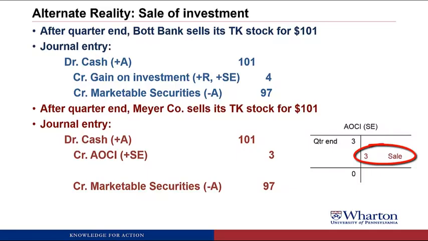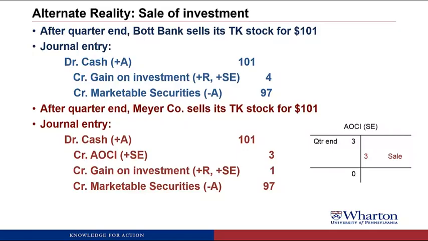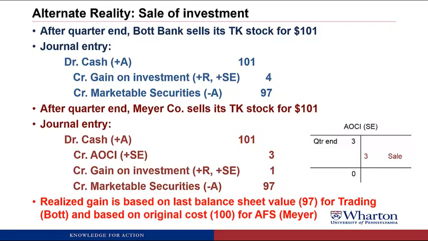So the way that we clear out this account is with a credit entry. The credit entry undoes the debit. Then we plug a gain on investment. This gain on investment is realized, so it goes on the income statement through retained earnings into stockholders' equity, and the gain equals 1, which is the same as it was in the last case. And that's because the realized gain is based on the original cost for AFS securities. So it's the same. We bought for 100, sold for 101. We get a gain of 1. What's different here is for trading securities, for Bought, the gain is based on the last balance sheet value. The last balance sheet value was 97, so we get a gain of 4 in this case.